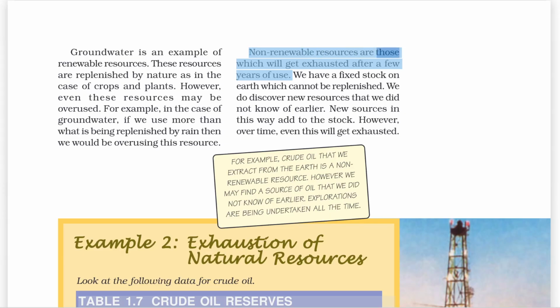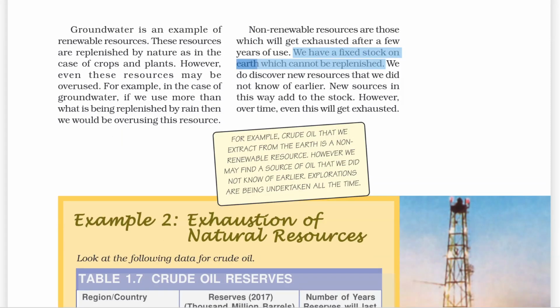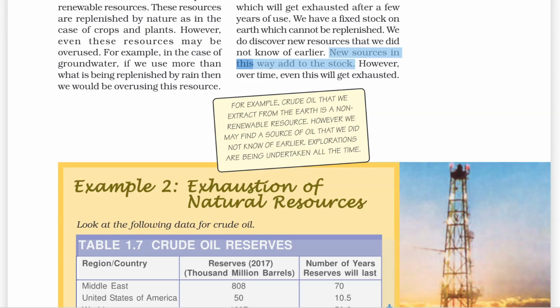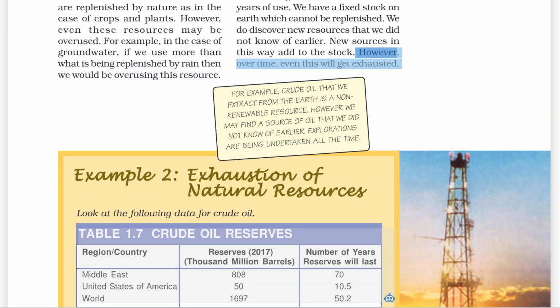Non-renewable resources are those which will get exhausted after a few years of use. We have a fixed stock on Earth which cannot be replenished. We do discover new resources that we did not know of earlier. New sources in this way add to the stock. However, over time, even this will get exhausted.